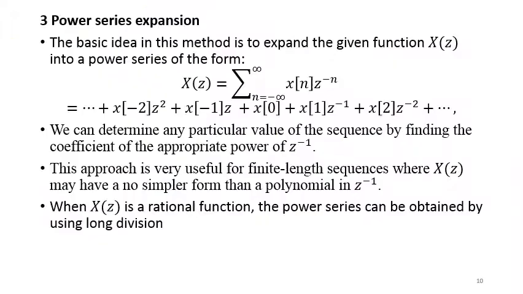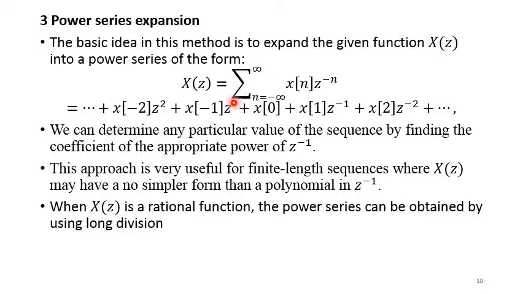So another method for finding the inverse Z transform is using power series expansion. The basic idea in this method is to expand the given function X(z) into a power series of the form, because you know that's the standard equation for finding the Z transform. So we sum it from -infinity up to infinity and multiply it with z to the power minus n. So the product of x[n] and z^-n is summed over -infinity to infinity.